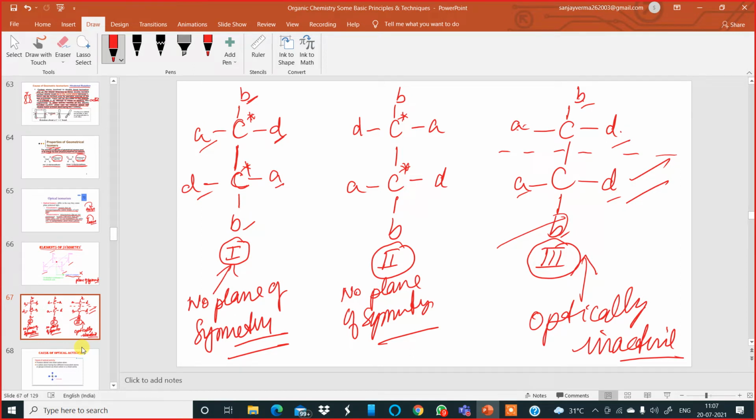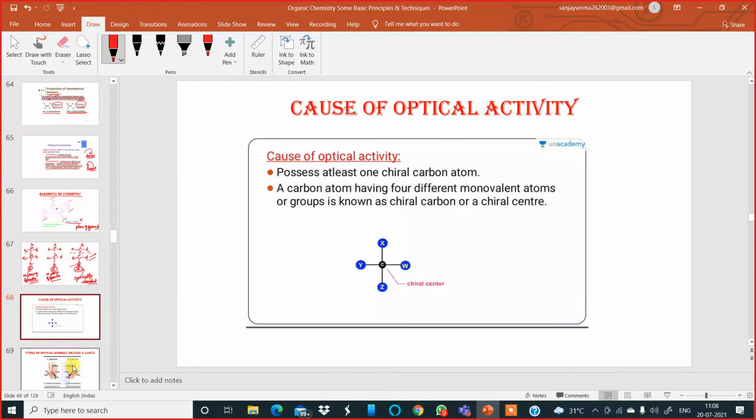Now have a look at the next slide. One important cause of optical activity: for optical activity to occur, the compound must possess at least one chiral carbon atom. That means a carbon atom having four different groups or atoms around it is called a chiral carbon atom. Look at this. This carbon atom has Y, X, W, and Z, four different groups. A carbon atom having four different monovalent atoms or groups is known as a chiral carbon or a chiral center. So that is one important cause of optical activity which you must keep in mind.